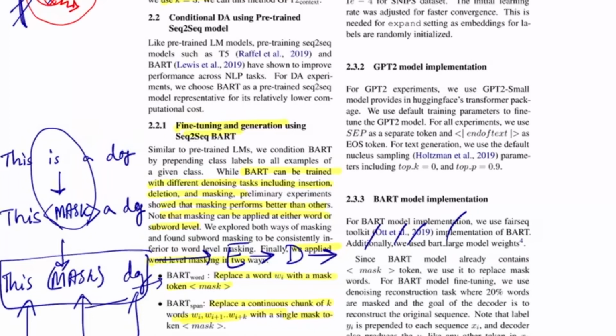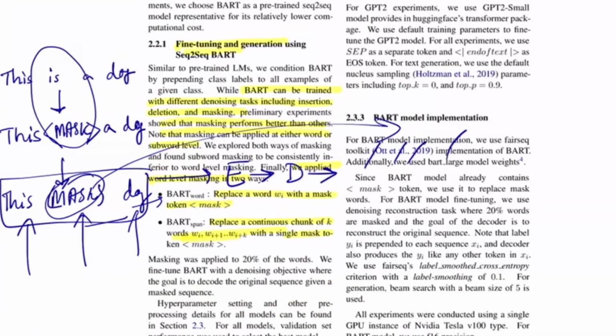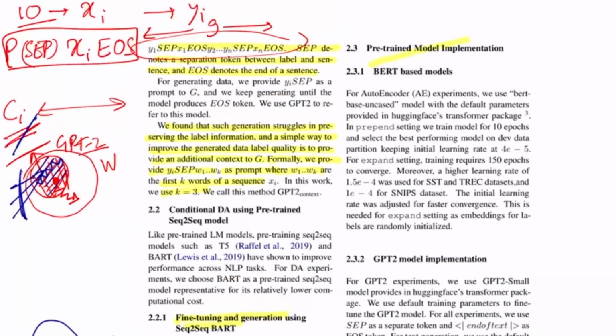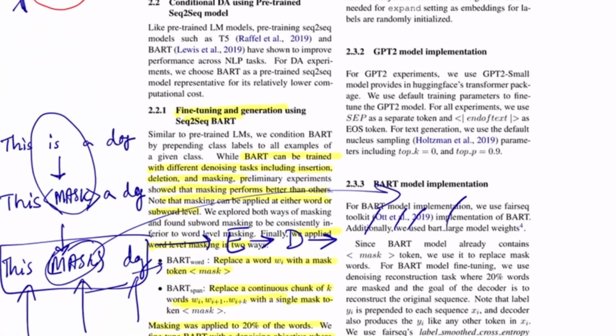So if you recall how T5 is trained, it is trained in the same format. Just in that case, you are supposed to predict only the mask tokens, rather than outputting the whole sentence. Okay, so they say we mask 20% of the words and fine-tune BART with the denoising objective, where the goal is to decode the original sentence given a masked sequence. Yeah, so this is essentially the same thing. Then they talk about model implementation, which is on the engineering side. I'll not go through that.